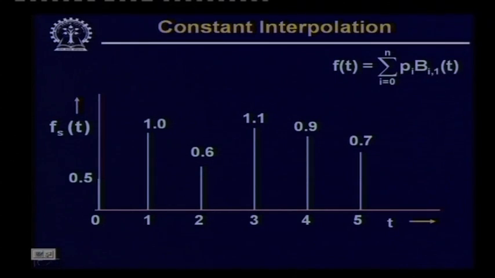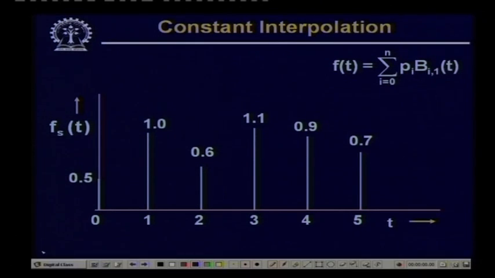Again I take the example of this sample data, where I have a number of samples of a function of t, which is represented by f s t, and the values of f s t are present at t equal to 0, t equal to 1, t equal to 2, t equal to 3, t equal to 4 and t equal to 5. As we said, the interpolation function is given by f t is equal to the sum over i of p i B I 1 t, if I go for constant interpolation.